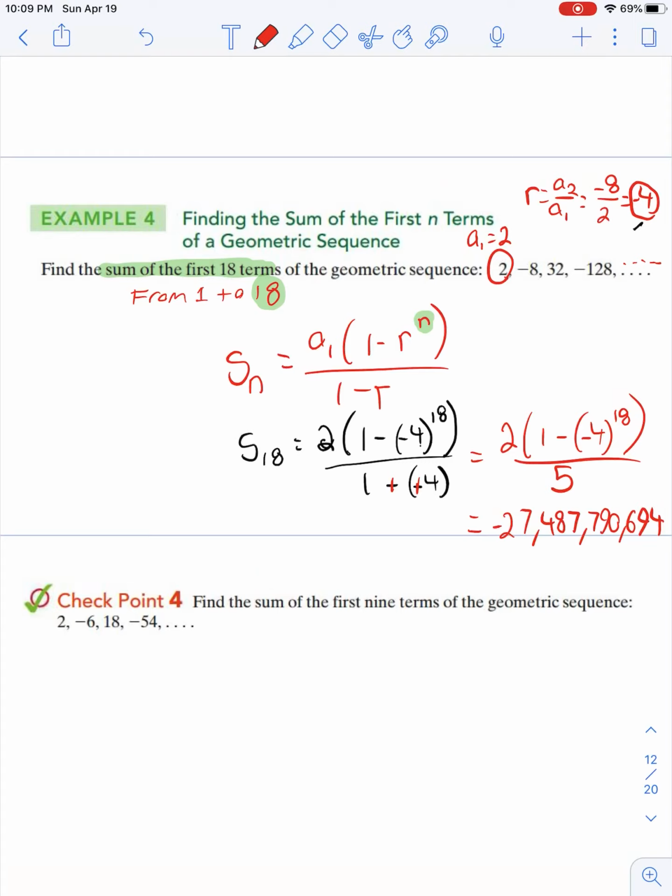So what I'd like you guys to do, please go ahead and do the same thing and apply that to checkpoint 4 for me. So go ahead and take a moment for that.